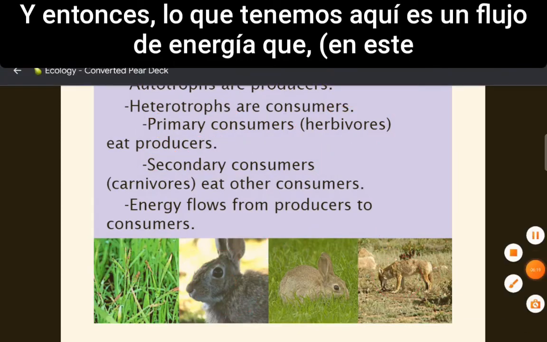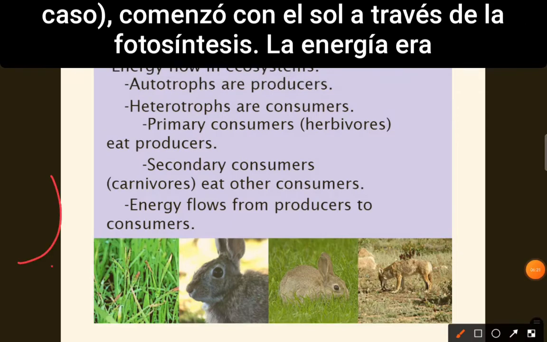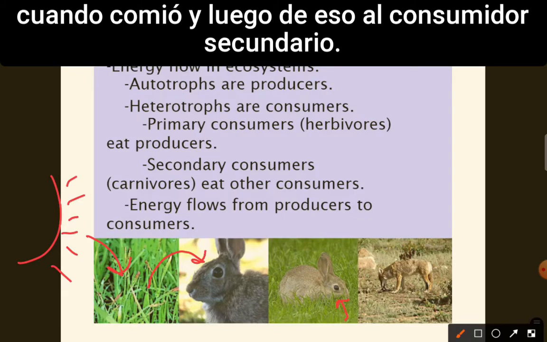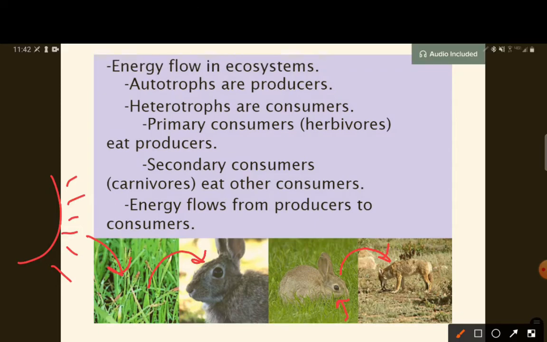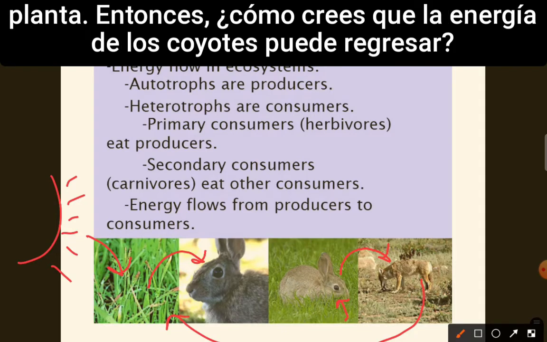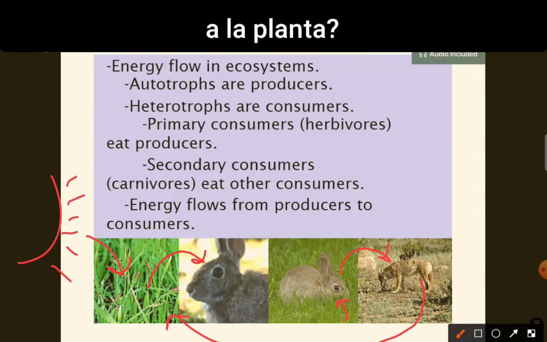And so what we have here is a flow of energy, which in this case started with the sun. Through photosynthesis, energy was stored in plants. That energy then went to the primary consumer when it ate, and then from that to the secondary consumer. There is a way, however, that this energy can go back to the plant. So how do you think the coyote's energy can go back to the plant?